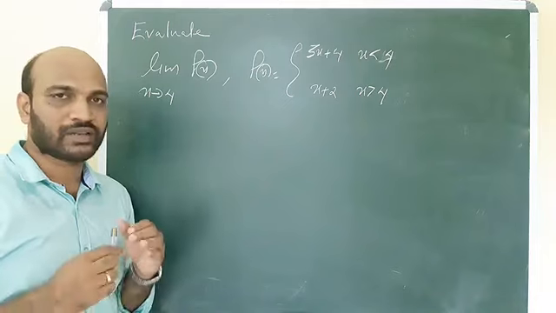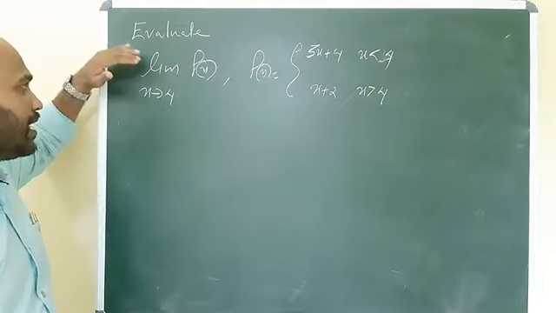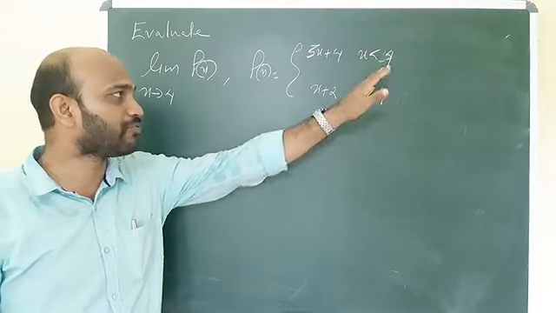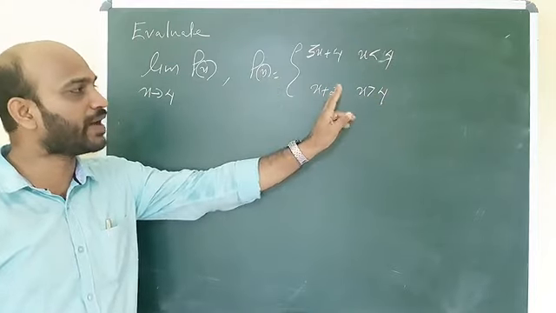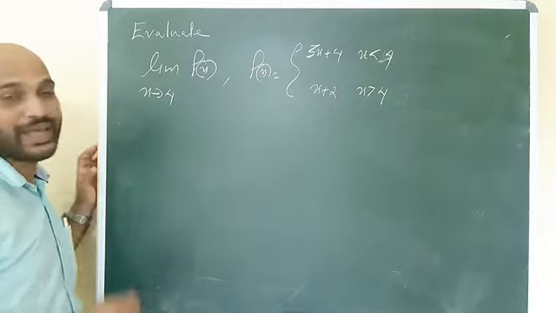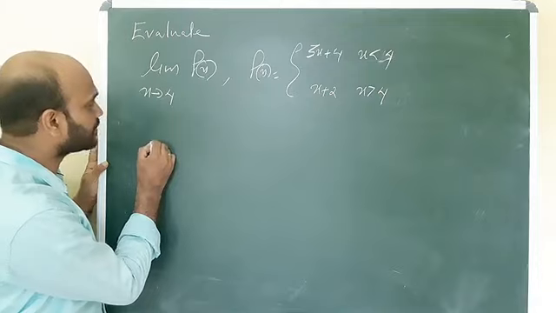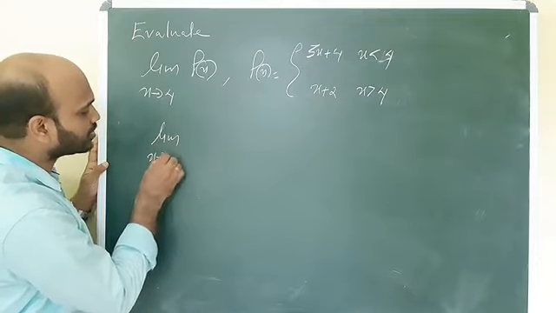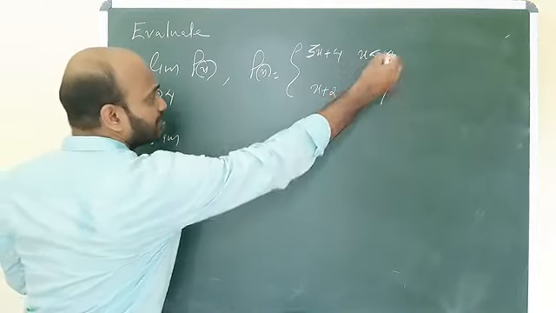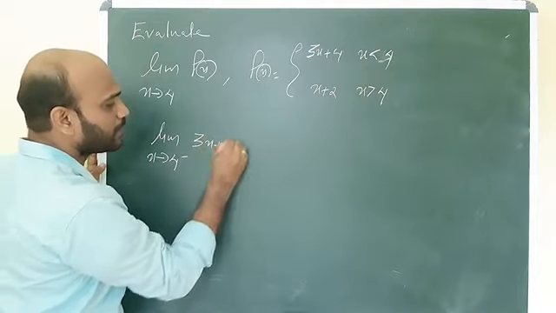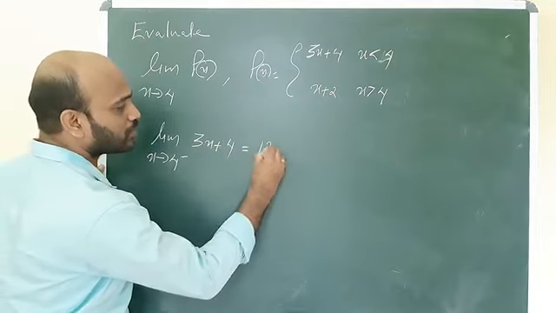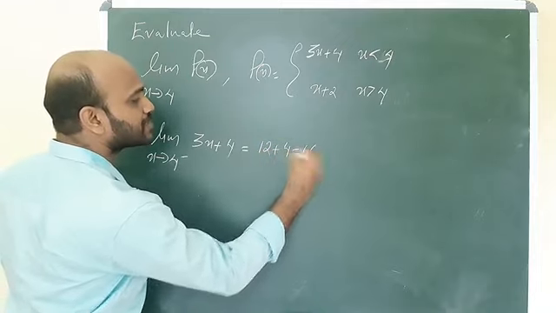Okay, now consider another question. Evaluate limit x tends to 4 of f of x, where f of x equals 3x plus 4 when x is less than 4, equal to x plus 2 when x is more than 4. Here also the function is having two values. So you have to go for LHL and RHL. Now what is LHL? Limit x tends to 4 minus, when x is less than 4. The function should be 3x plus 4. Now what is the value? This value equals 12 plus 4 equal to 16.